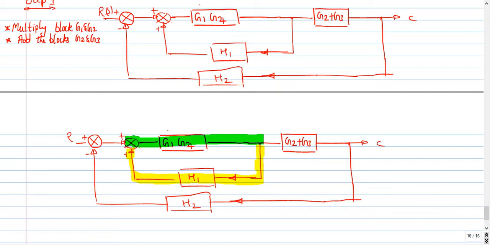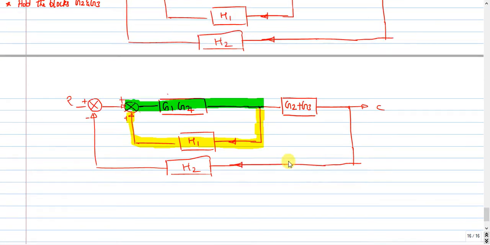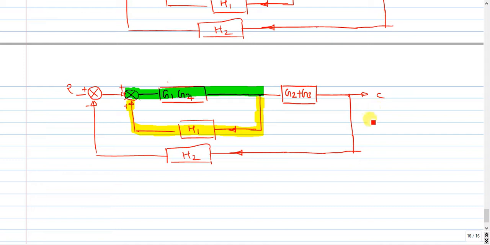So this will be my feedback. You should reduce that using the formula. We know that the formula of a minor feedback loop is given by G of S by 1 plus or minus G of S H of S. We shall consider the block highlighted in green, that will be G of S, in the forward path, and H1 which is in feedback will be H of S in the feedback path. So you need to apply the formula.